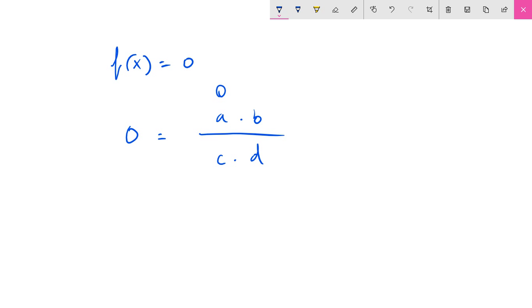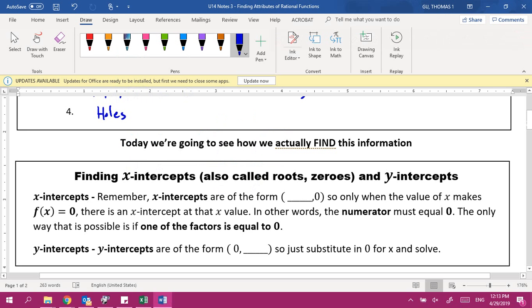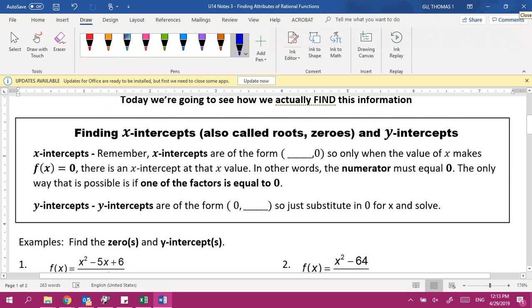So we want f of x to equal 0, right? Well, let's say we have a fraction then, and let's say it's like a times b over c times d. What would a or b have to be for this whole thing to equal 0? 0, that's right. So one of the factors on top, does it matter which one? No, it doesn't matter. But one of those factors has to be 0. Because if either of these are 0, 0 times anything is 0, and then 0 divided by anything is 0, and then we have what we want. So, to find the x-intercepts, we're going to set the numerator factors equal to 0 and solve.